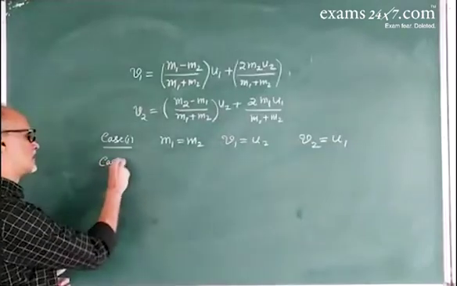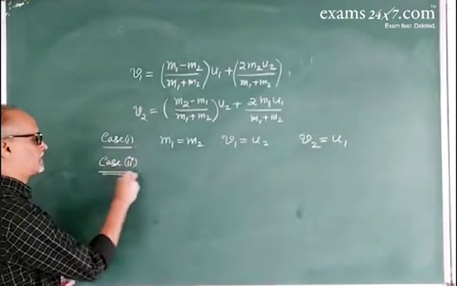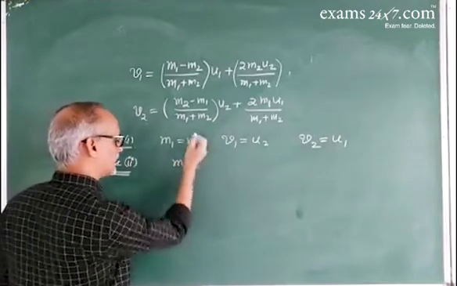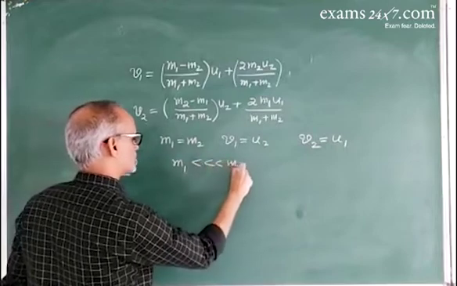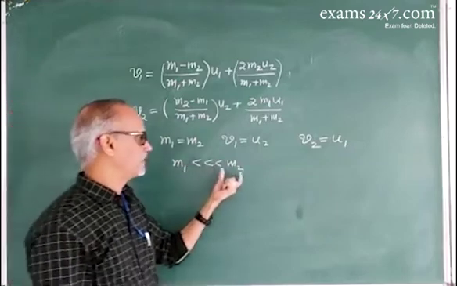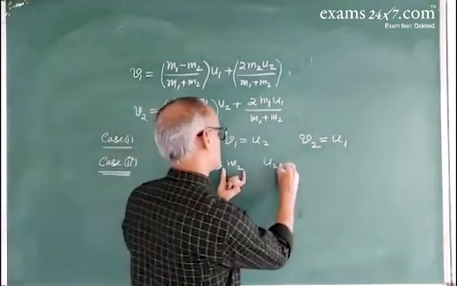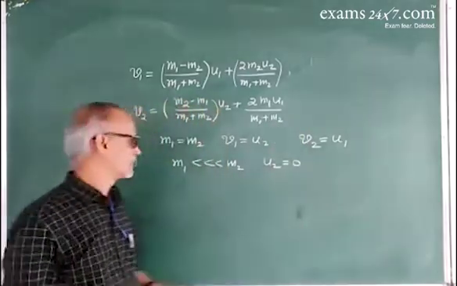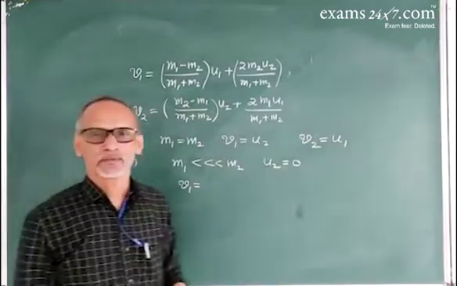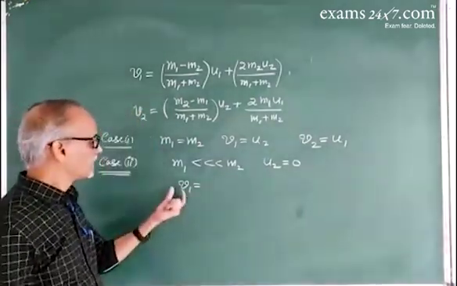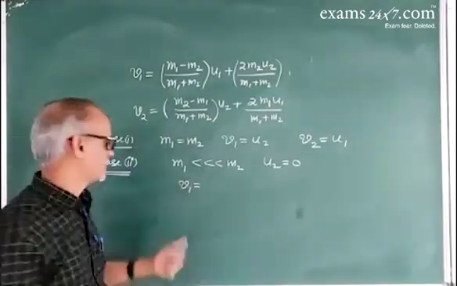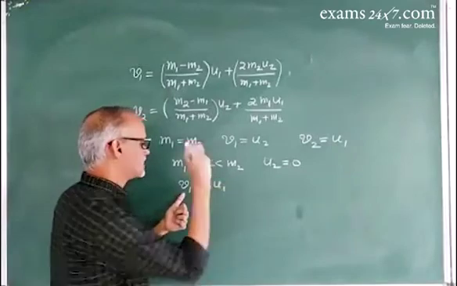The case number two, second case. If m1 is much lesser than m2, that means a very light body collides with a heavier body which is at rest, then the velocity of the first body, v1, will remain almost the same, but it gets reversed. That means v1 is equal to minus u1.